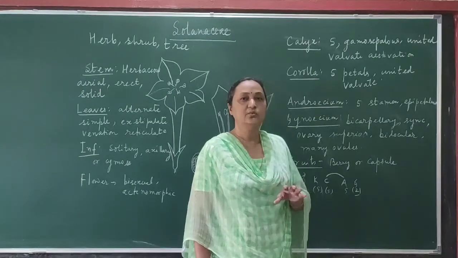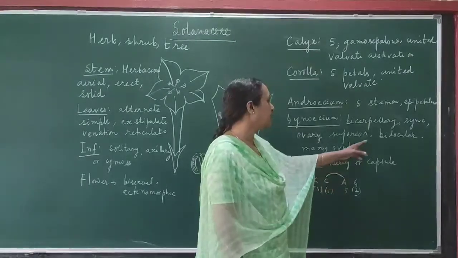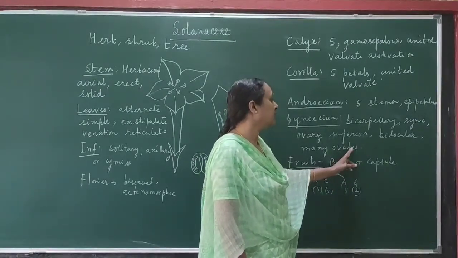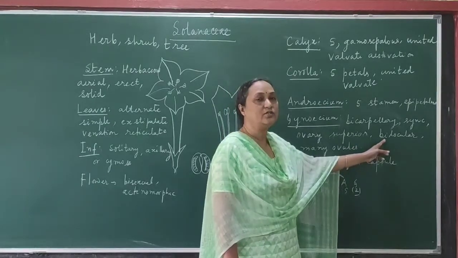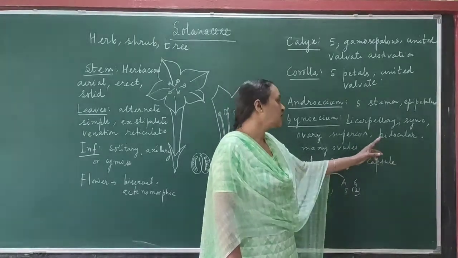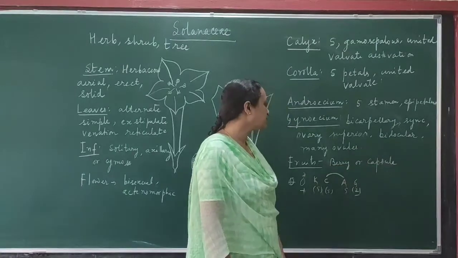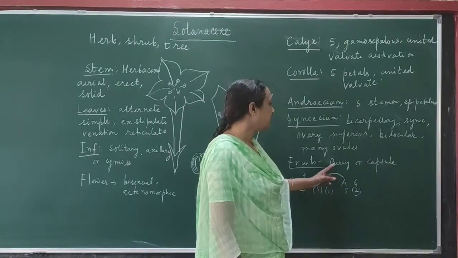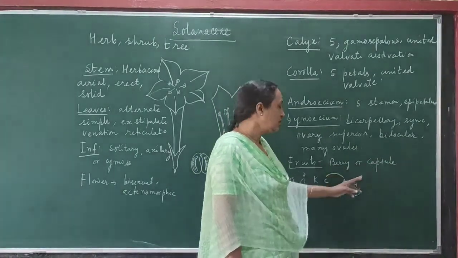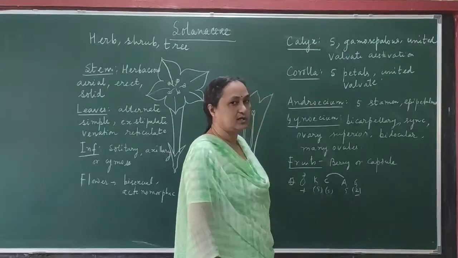and if you cut the ovary you can find out there are two chambers and many ovules. Bilocular: bi means two, locule means chamber. So two chambers are there and many ovules are there. Then the fruit is either a berry or a capsule, and this is the floral formula.